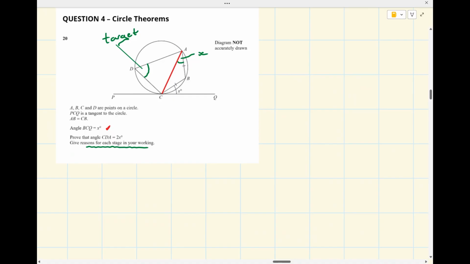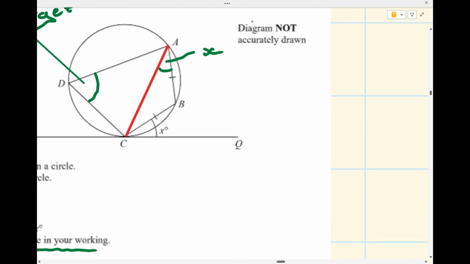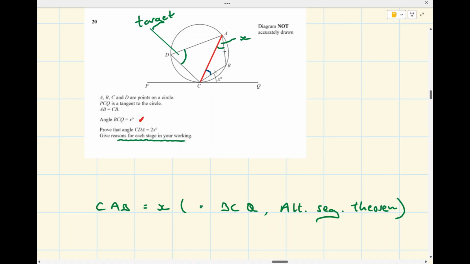Now remember, you have to give reasons for each stage of your working. So I'm going to say CAB equals x equals BCQ, alternate segment theorem. You should probably write those out in full. Okay. Now just a minute. That's an isosceles triangle, isn't it? So isn't it the case that this angle is also x? Yes, it is. Let's write that one down.